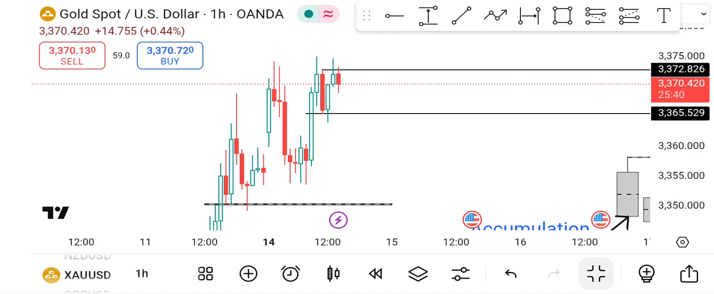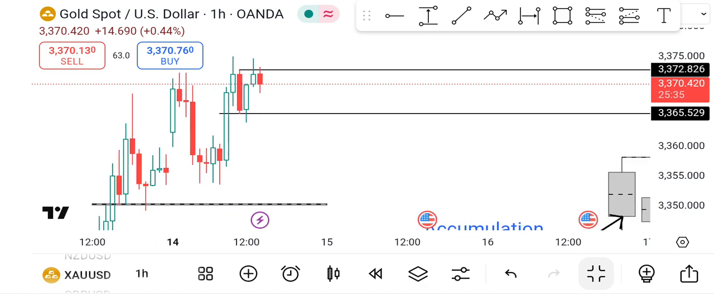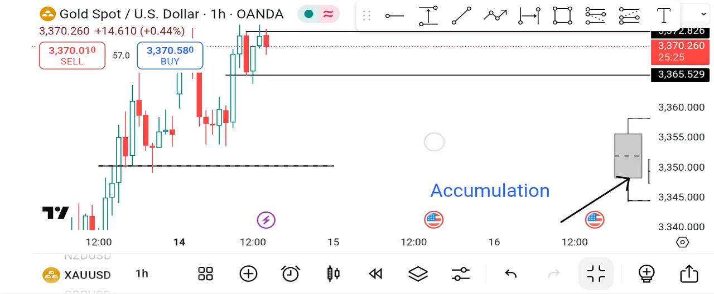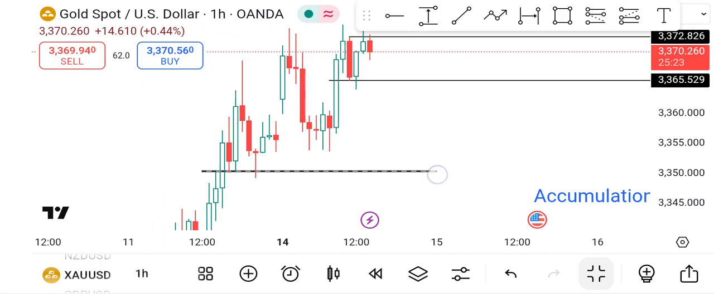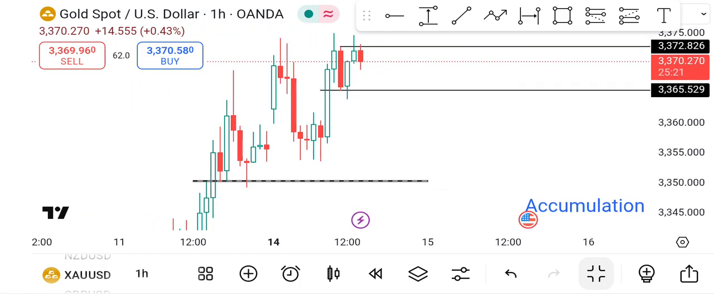CRT is a three candle pattern. That means it is formed by three candles. The first candle is called the accumulation candle, the second candle is called the manipulation candle, and the third candle is the distribution candle.